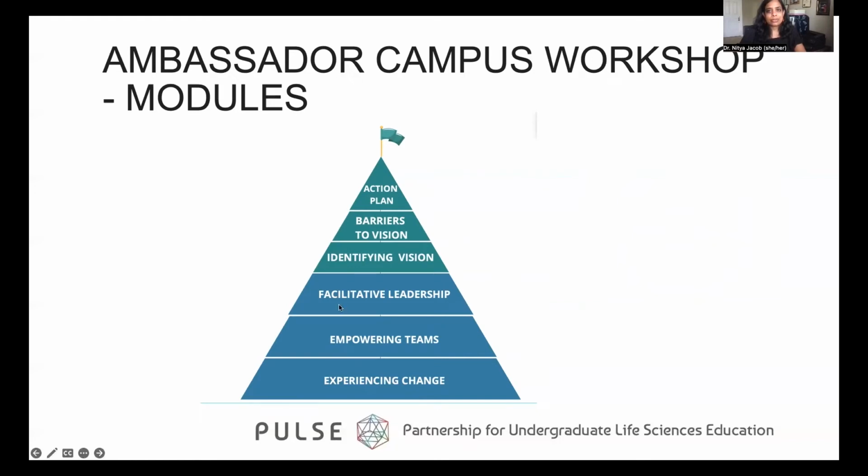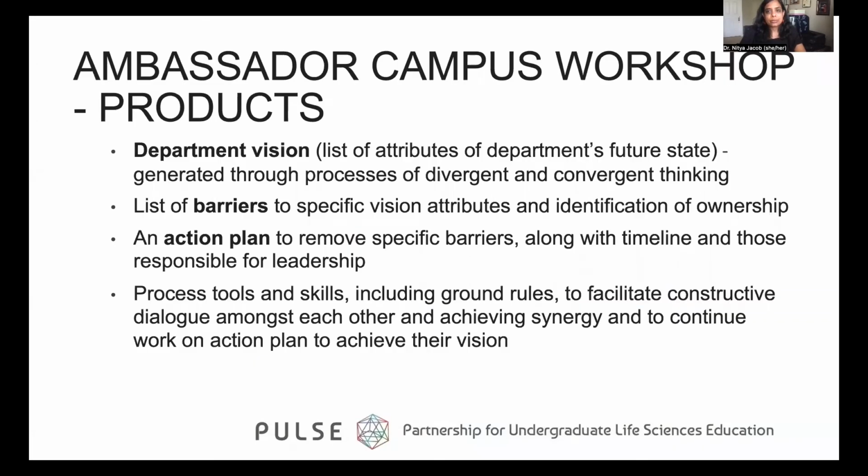We have color-coded them for your understanding. The 3 that are color-coded in blue are content modules, and these will consist of some short presentations and short activities with the participants. The modules that are color-coded in green are process modules. In these modules, the participants will generate products. Participants generate 3 products from our campus workshop: a vision of the future state of their department or program, a list of barriers, and an action plan.